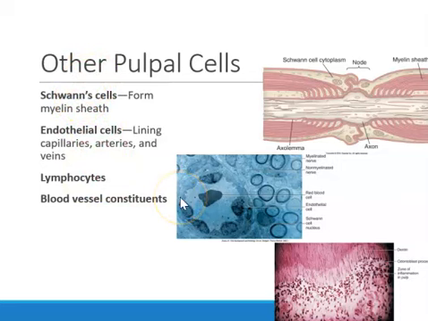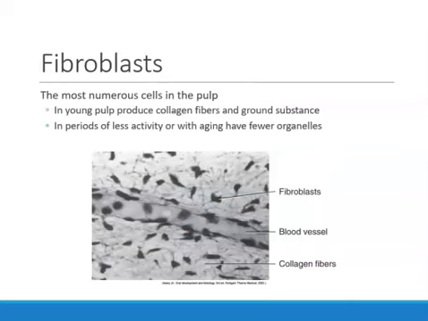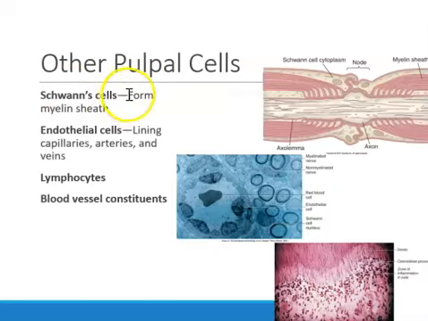But what I want you to know is, in case I ask you in a test, the most abundant number of cells are fibroblasts. Other cells we see are Schwann cells that are on top of the nerve, for example, the nerve cells that help transmit pain messages. Endothelial cells, these are cells that line the blood capillaries or the blood arteries or the blood veins. They're the lining. The outer layer of the vessel is made up of endothelial cells.